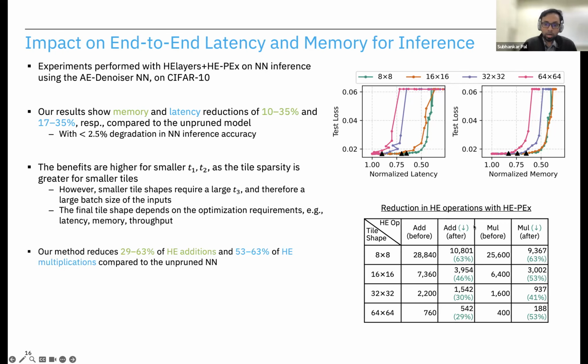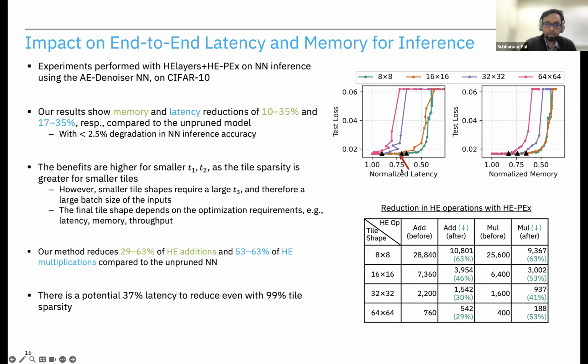Then we further looked at how many operations we're removing. By removing the tiles, what is the impact on the number of operations? It turns out we reduce 29 to 63% of additions and 53 to 63% of multiplications. The details are in the table here.